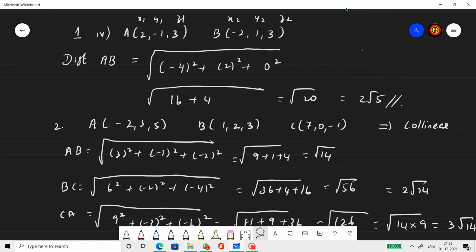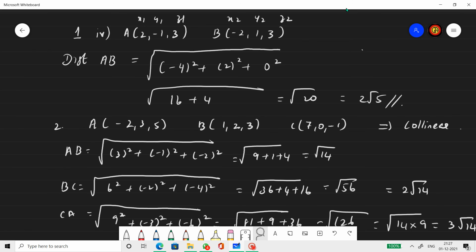So here, fourth subdivision in the first one, coordinates of A and coordinates of B are written. It's been named as x1, y1, z1, x2, y2, z2. Distance between AB, so x2 minus x1 the whole square, that is minus 2 minus of minus 2, which is minus 4 square. Then y2 minus y1, so 1 minus of minus 1, which means 2 square, and 3 minus 3, 0 square. So therefore, you get the distance as root 20, which is 2 root 5.